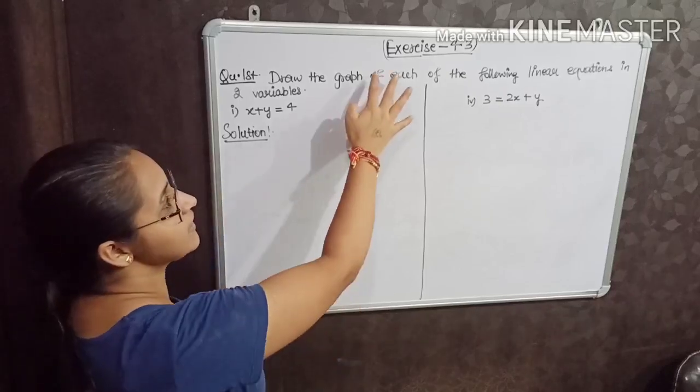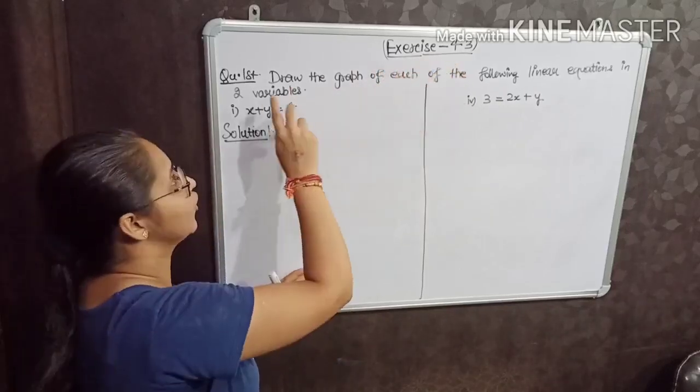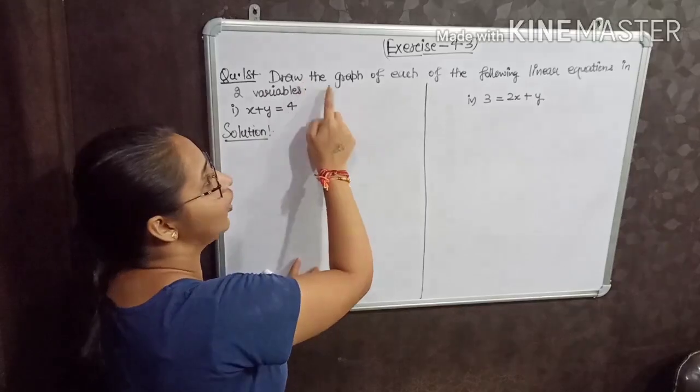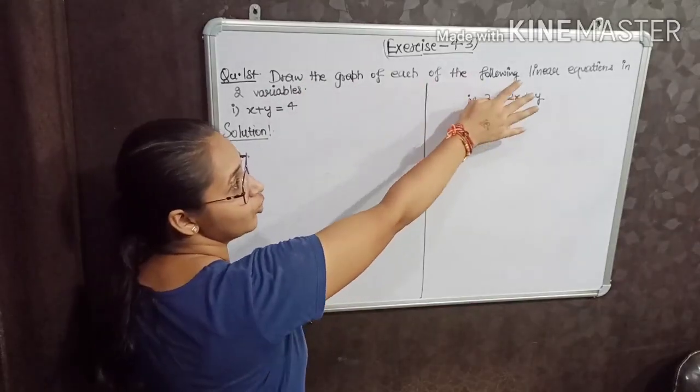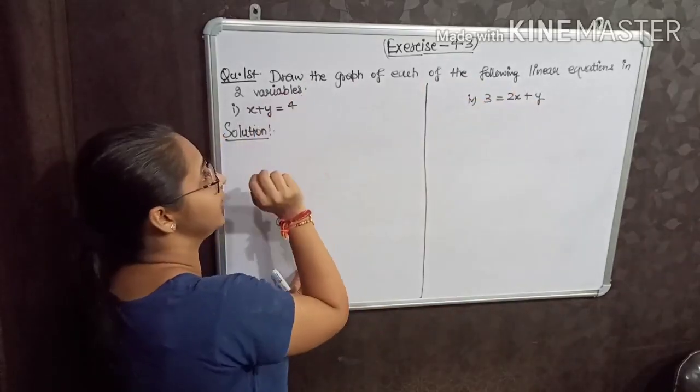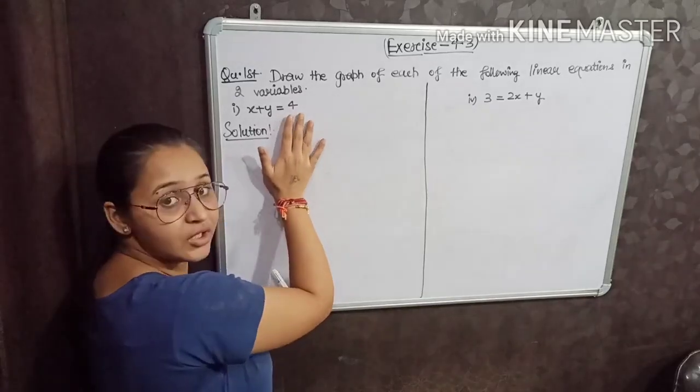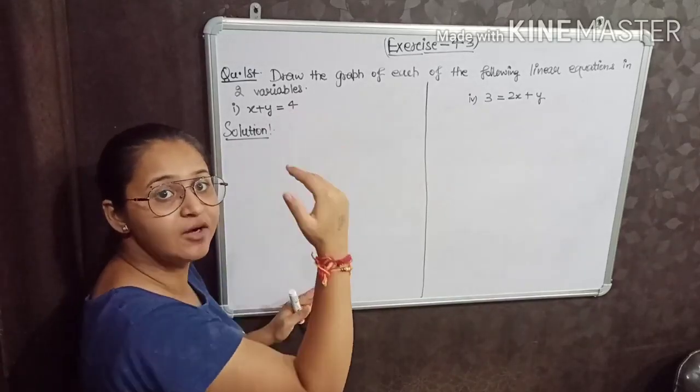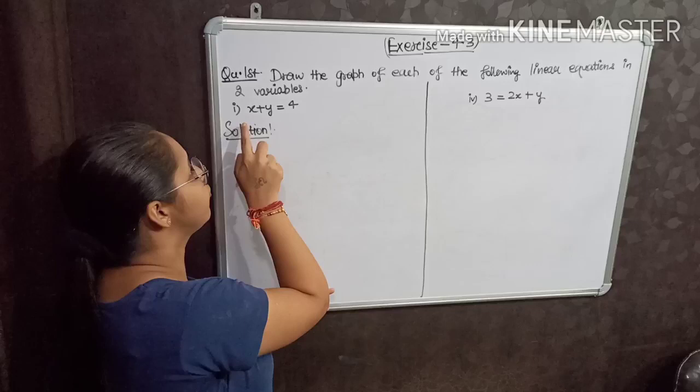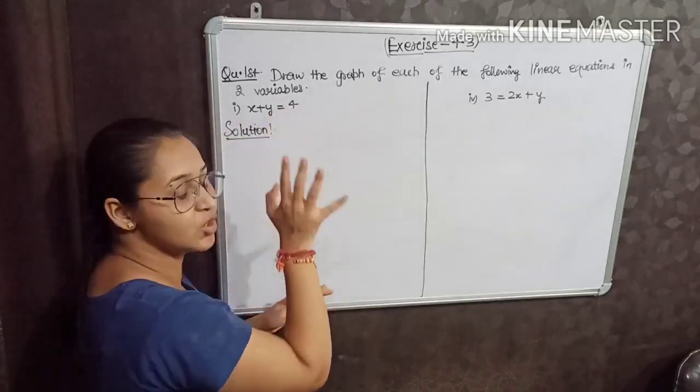Today we will start exercise 4.3. The question first is, draw the graph of each of the following linear equations in two variables. We have an equation that is in two variables and we have to draw its graph. So first part is x plus y is equal to 4.